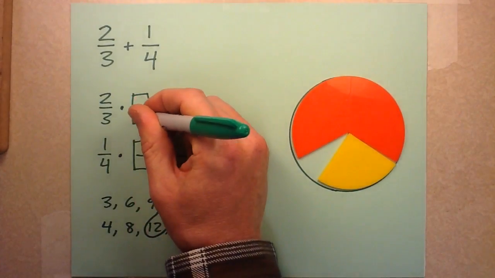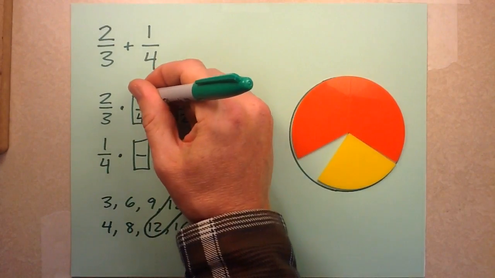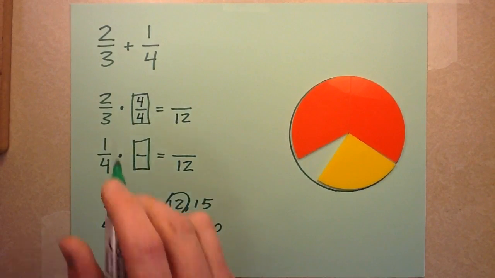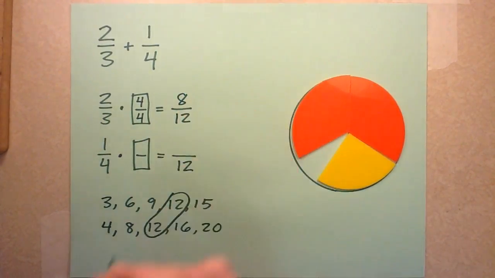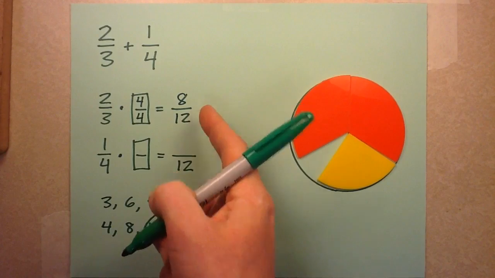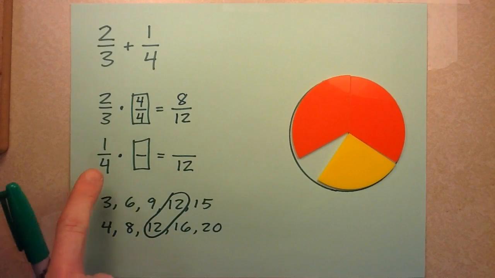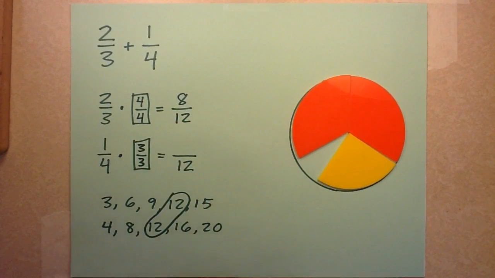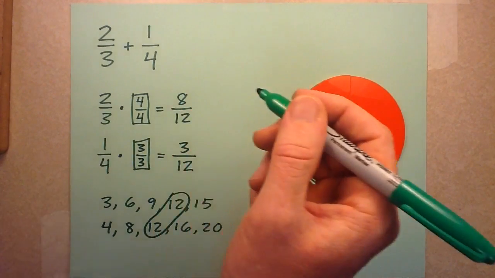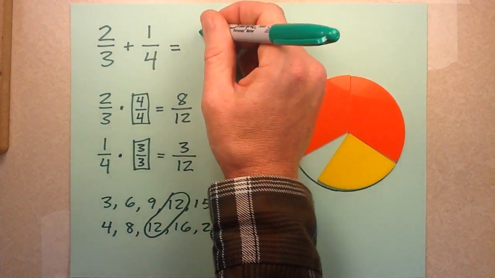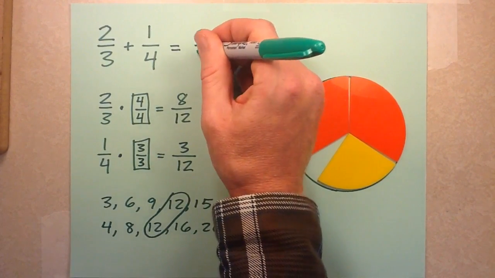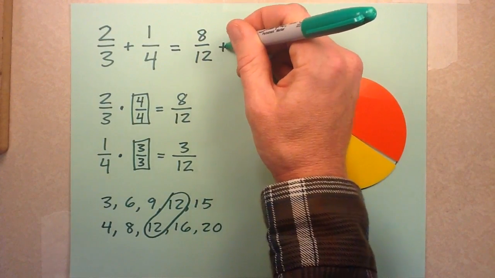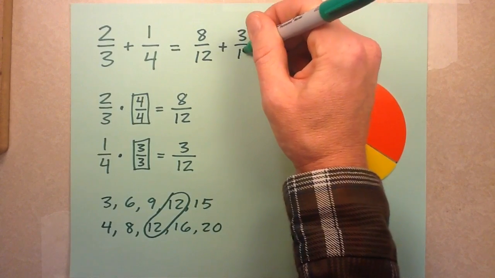Now I know that 3 times 4 equals 12, and to make this a giant 1 I have to put 4 in the numerator over here. 2 times 4 gives me 8, so 2/3 is equal to 8/12. Down here I'm going to be thinking 4 times what gives me 12? That's 3. 1 times 3 in the numerator is going to give me 3/12. So I can go back to my original problem now and say that 2/3 plus 1/4 is mathematically the same as taking 8/12 plus 3/12.